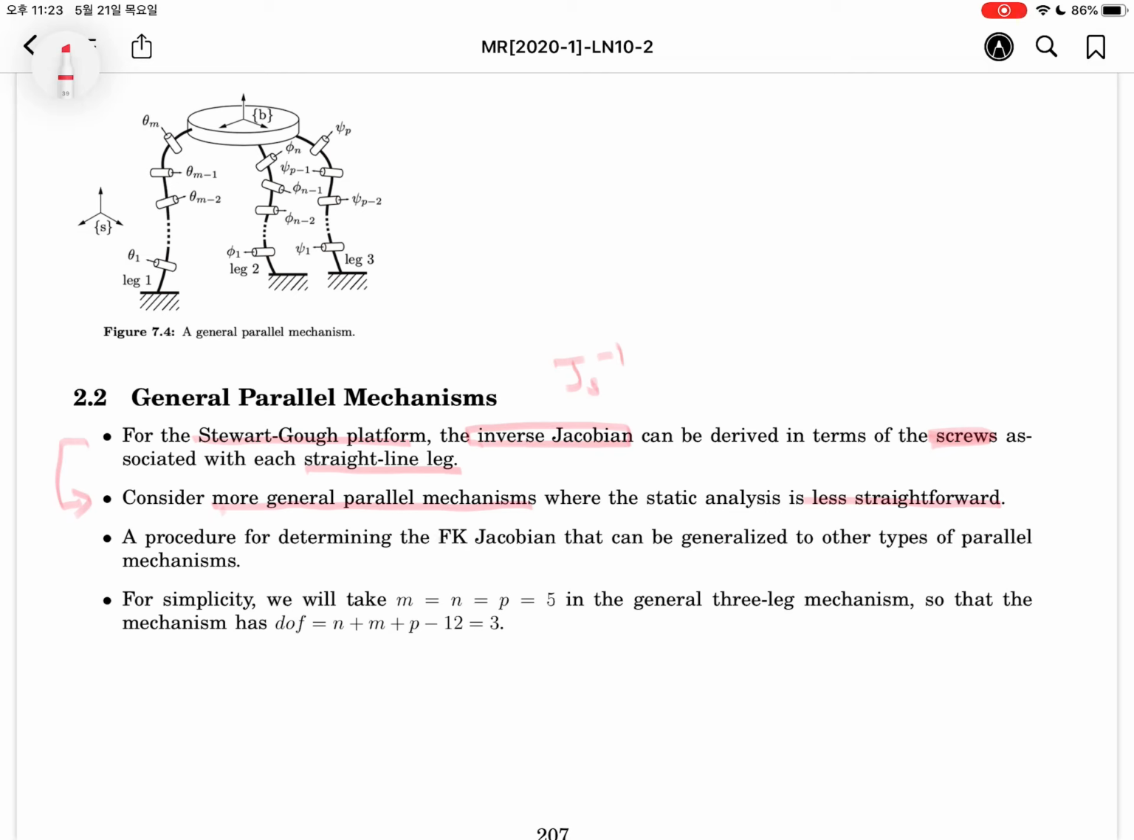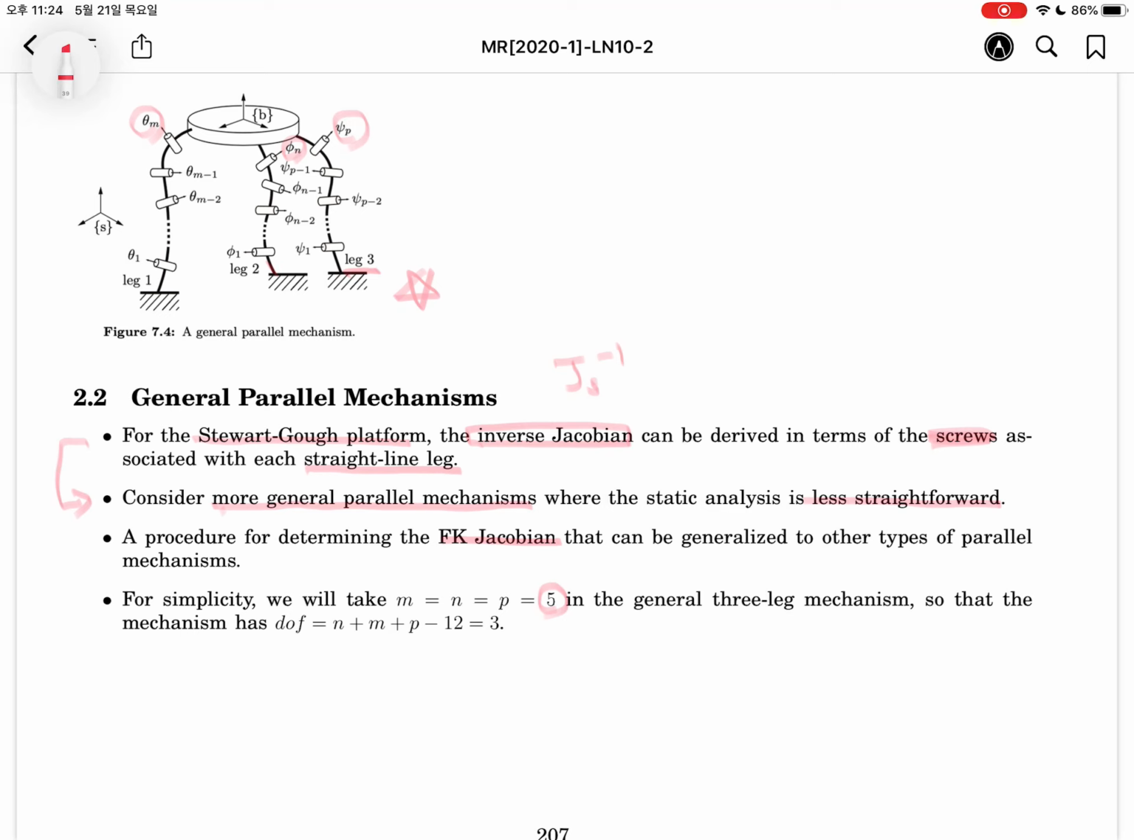In order to determine the pole kinematic Jacobian, we will take the previous example. This example has three legs. The first leg has the M joint. In here, one or two joints will be activated. The other ones will be passive. Leg 2 has the N joint. Leg 3 has the P joint. Okay, let's take N and P as 5.